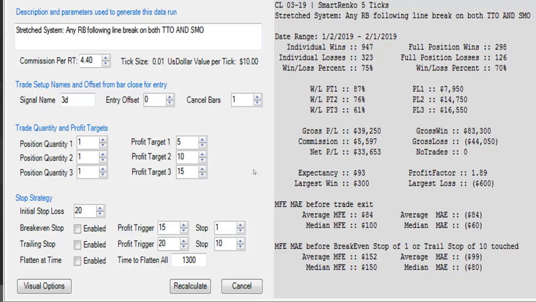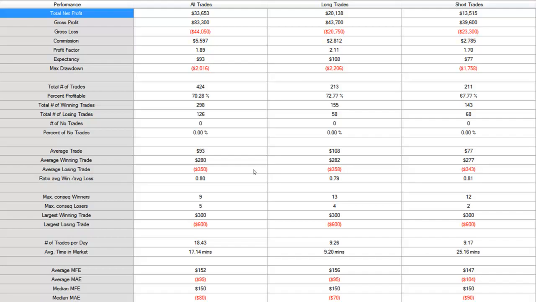Now this is the same report, and this is a total summary from Trade Markers. Again, about 33,000 with all 3 targets, the overall win percentage about 70, and profit factor about 1.89. Average winning trade about $280. Average losing trade a little bit bigger than that. Max consecutive winners 9, had as many as 5 consecutive losers. That'll typically happen in some kind of consolidation.